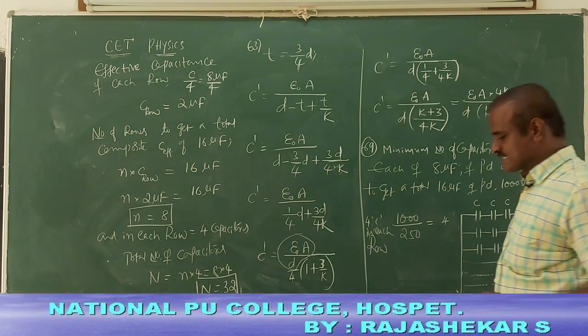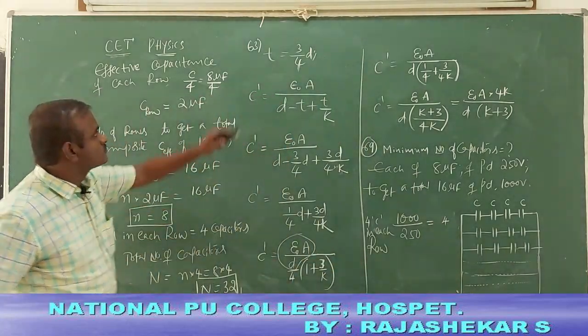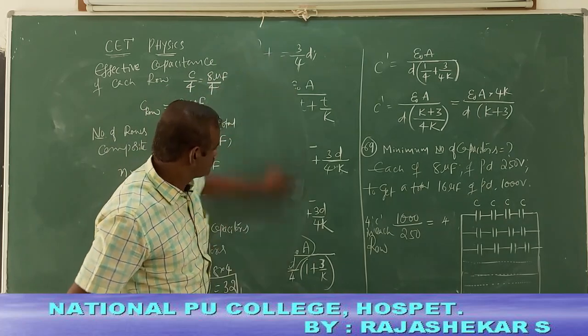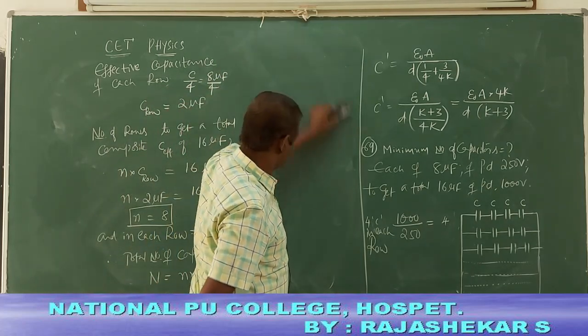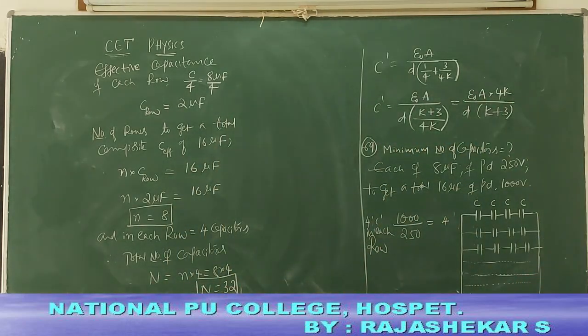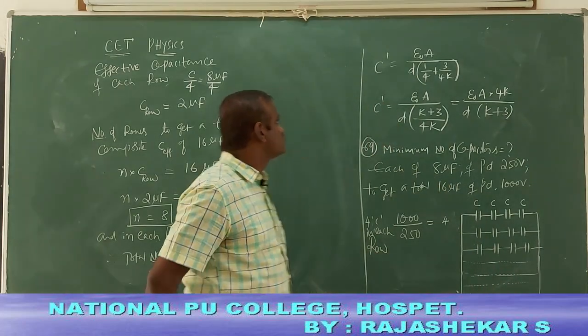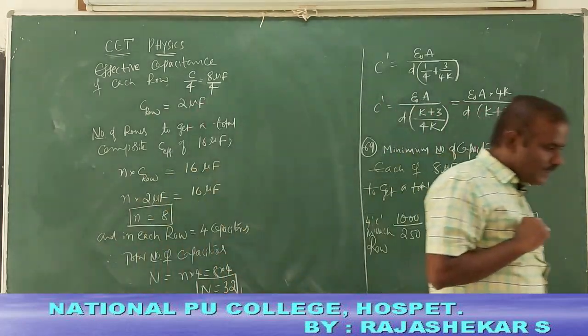Question number 76: a parallel plate capacitor, air capacitor has a capacitance C. When half of it is filled with a dielectric constant 5, the percentage increase in the capacitance will be. This is question number 76.